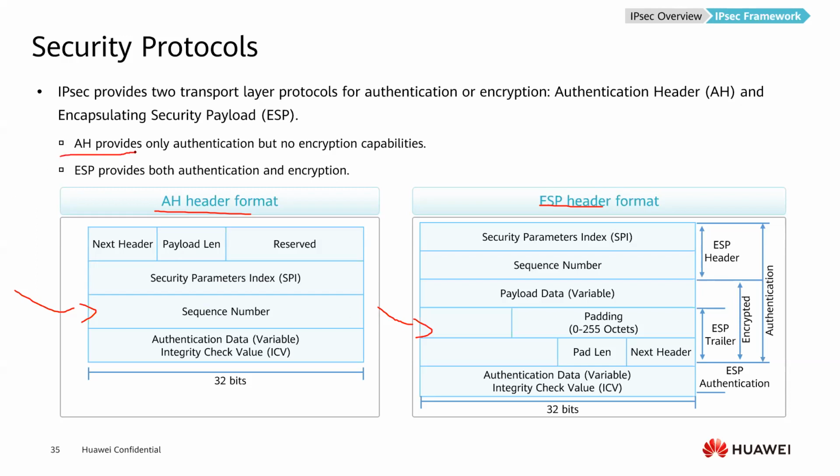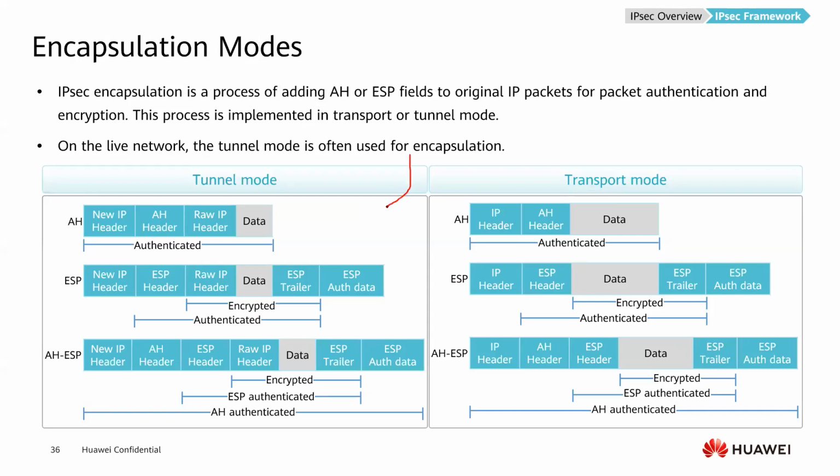First, the AH header only provides the authentication function, which means if you are using the IPsec AH header to encapsulate the packet, this packet can only be used for authentication. It cannot be encrypted. And ESP can do both encryption and authentication. So in the real network, most of the time we are using ESP. So this is the encapsulation mode, and we have two types of encapsulation mode. One is called tunnel mode, another is called transport mode.